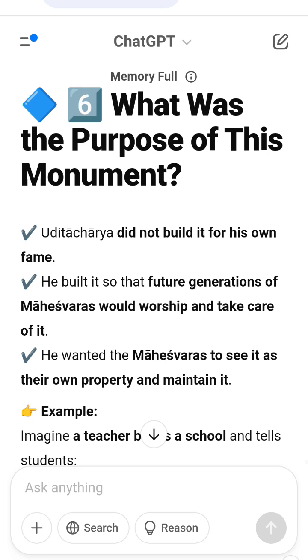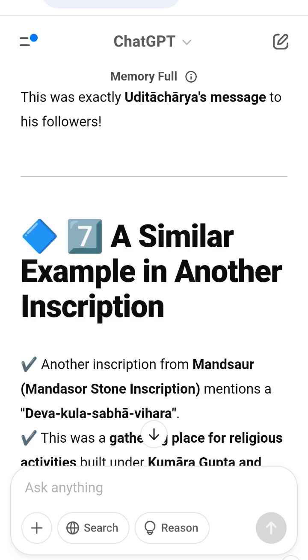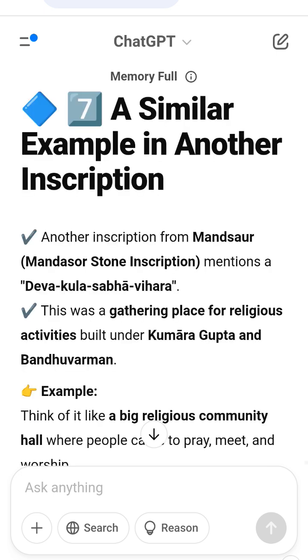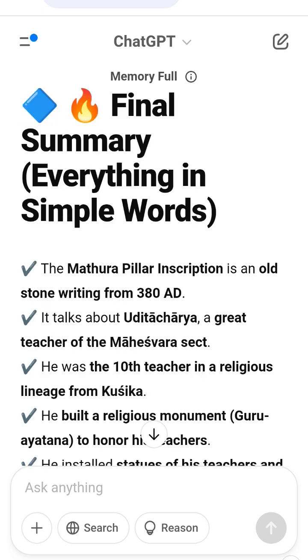Final summary, everything in simple words. The Mathura pillar inscription is an old stone writing from 380 AD. It talks about Uditacharya, a great teacher of the Maheshwara sect. He was the 10th teacher in a religious lineage from Kushika. He built a religious monument, Gurayatana, to honor his teachers. He installed statues of his teachers and lingas of Shiva.